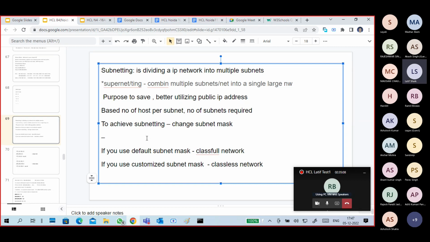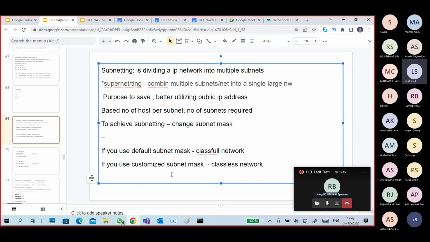Subnetting means you have a network, either class A, class B or class C. You have one network that is divided into multiple subnets. When you divide a network into small parts, automatically the number of hosts per subnet is also reduced. What is the use? Best utilization of public IP addresses. How to achieve this subnetting concept? By changing the subnet mask.